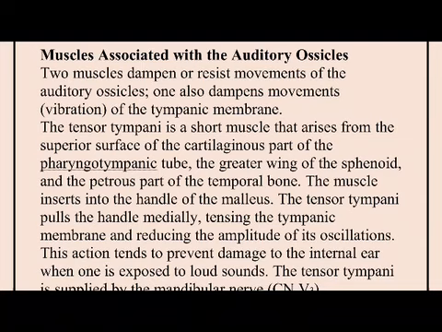The tensor tympani pulls the handle medially. It tenses the tympanic membrane, and as it does so, it reduces the amplitude of its oscillations. At the end, what effect do you have? The effect is to prevent damage to the internal ear when one is exposed to large sounds. So thanks to the tensor tympani, which is supplied by the mandibular nerve, a branch of the fifth cranial nerve, that's the trigeminal nerve.